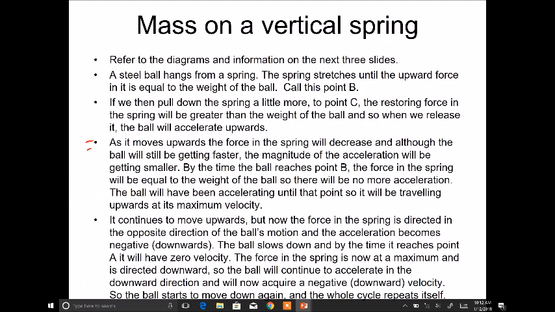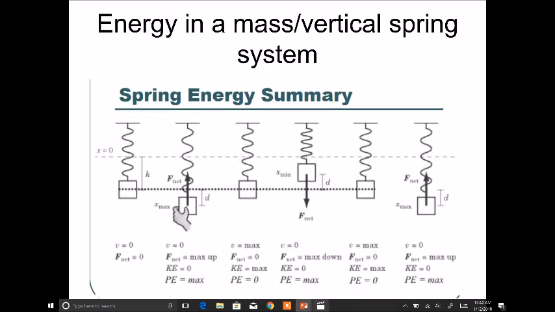Now, finally, we're going to look at some problems with a mass on a vertical spring. So here's some information about a mass on a vertical spring. In this picture, the mass is at equilibrium. At this position, the spring is stretched a little bit, but the weight of the box is equal but opposite to the force pulling upward in the spring. So it's not going to move on its own from there.